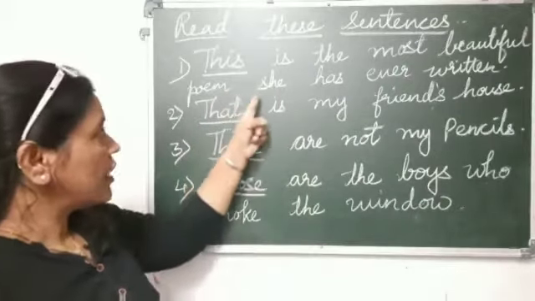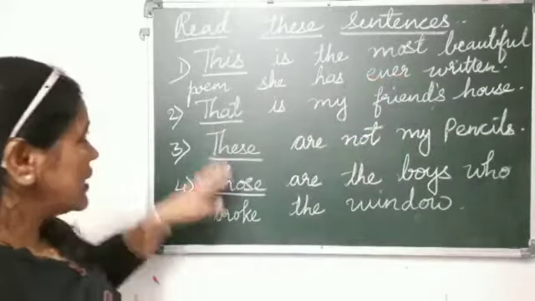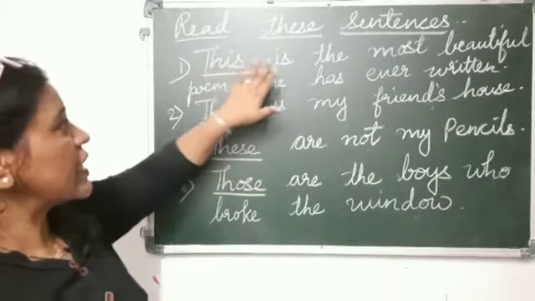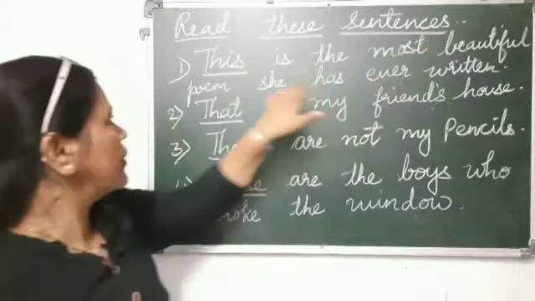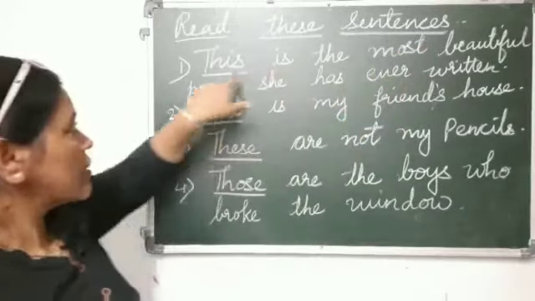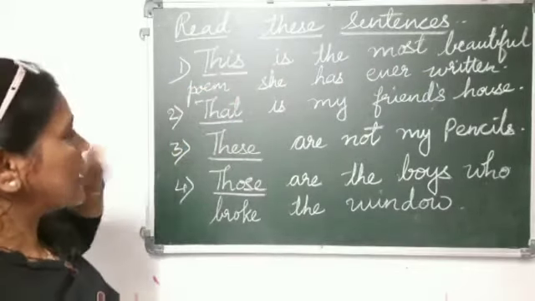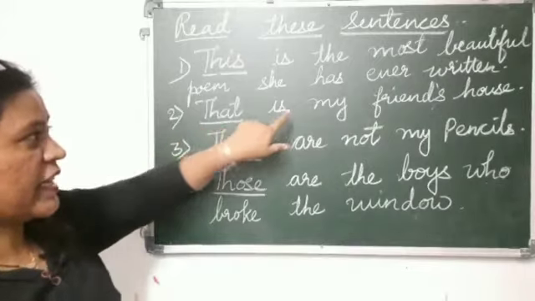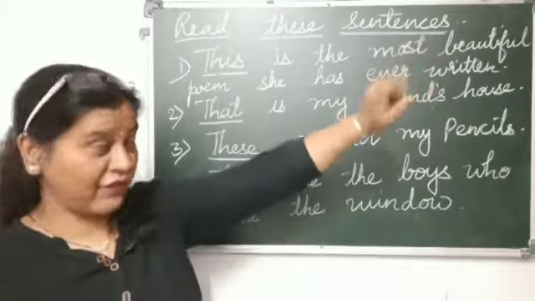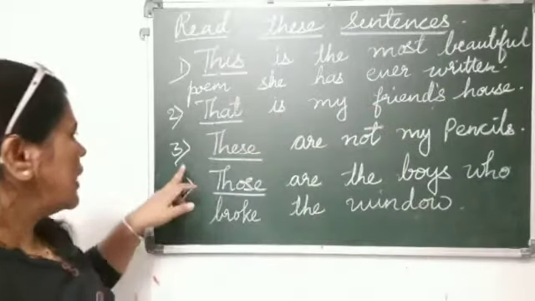Okay, so the first sentence is: this, T-H-I-S, this is the most beautiful poem she has ever written. See this, okay, this is the most beautiful poem she has ever written. So T-H-I-S, this, a demonstrative pronoun.